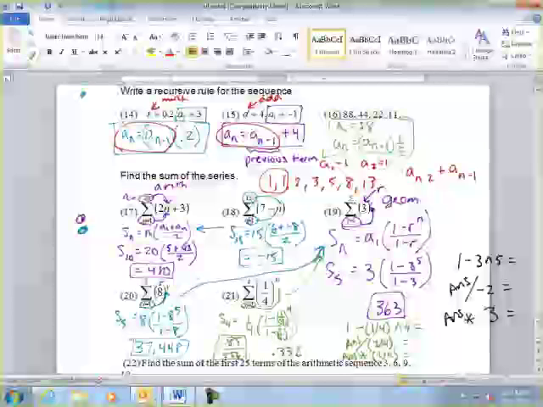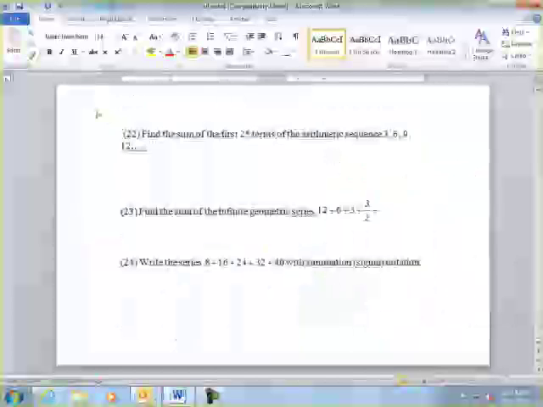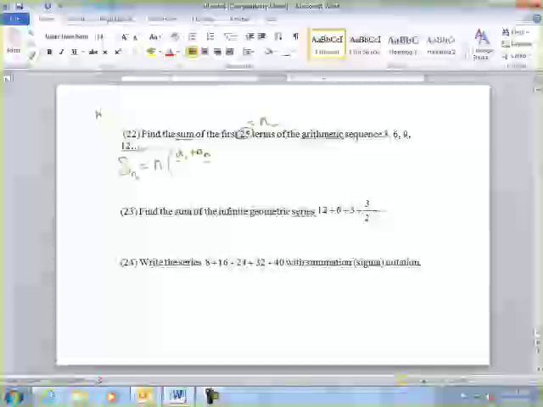All right. The next question asks us to find the sum of the first 25, so that's n, and we're finding a sum, so we're going to use one of our series rules. And it says it's arithmetic, so we're going to use our arithmetic series rule, which is n times (a sub 1 plus a sub n) over 2. We're looking for the sum of 25, so n is going to be 25. What's a sub 1? 3. A sub 1 means first term.